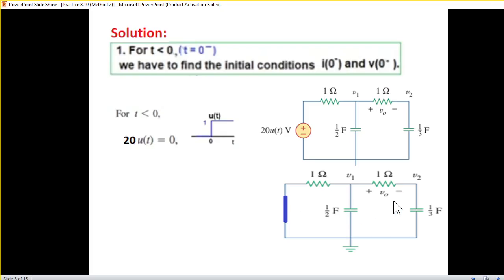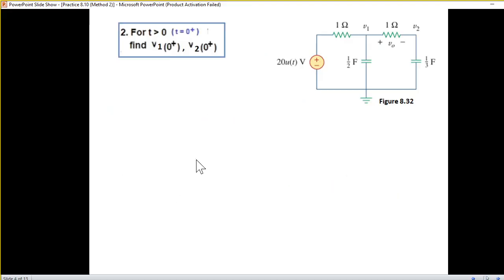And from here you can see that there is no source to charge the capacitor. Therefore, voltages V1 and V2 will be 0 in this case. So we can write that V1(0-) is equal to 0 and V2(0-) is also equal to 0. So this is our first step.